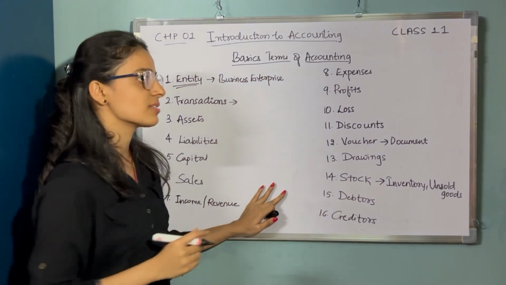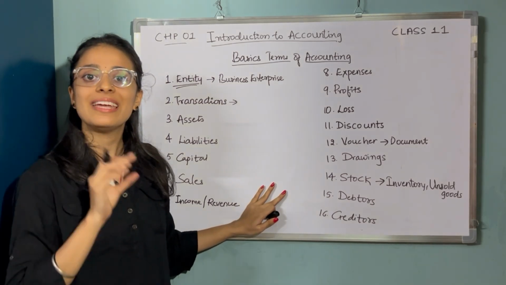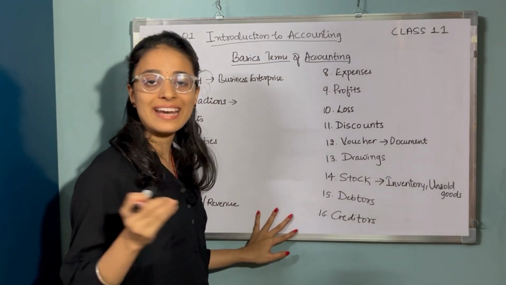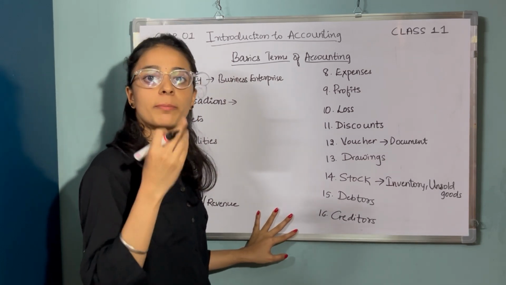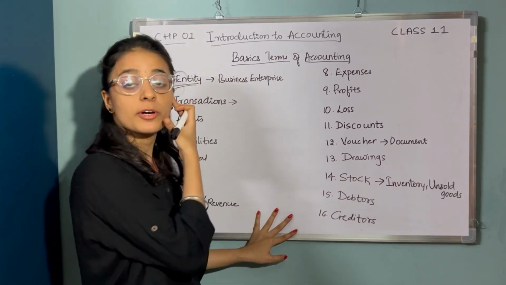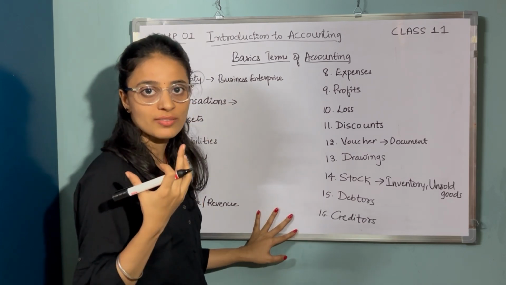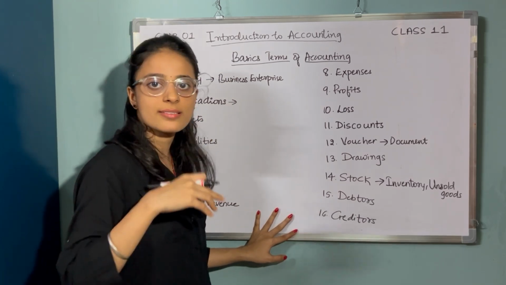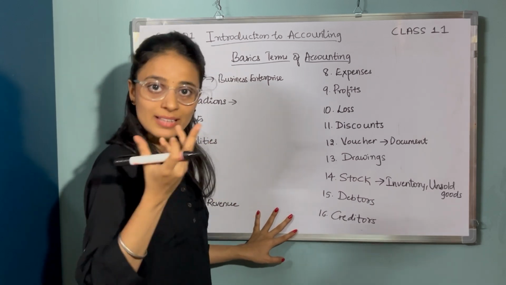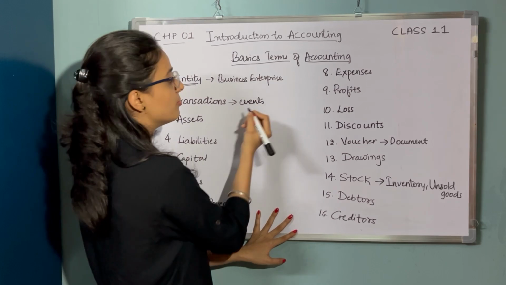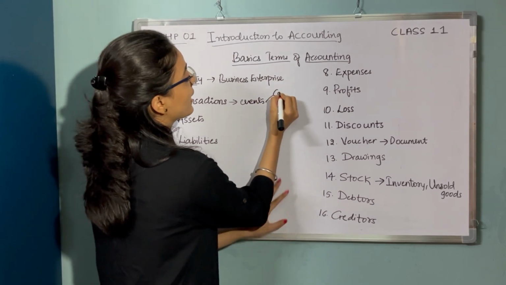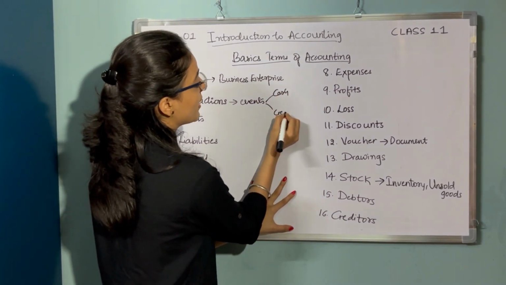Next, transactions. Transactions are nothing but events, the cash or credit transactions that happen between two entities, I can say, or where we can say the purchase or sale of any goods or services. If I am purchasing, that is a transaction. If I am selling something, that is a transaction. So it is nothing but events of businesses.